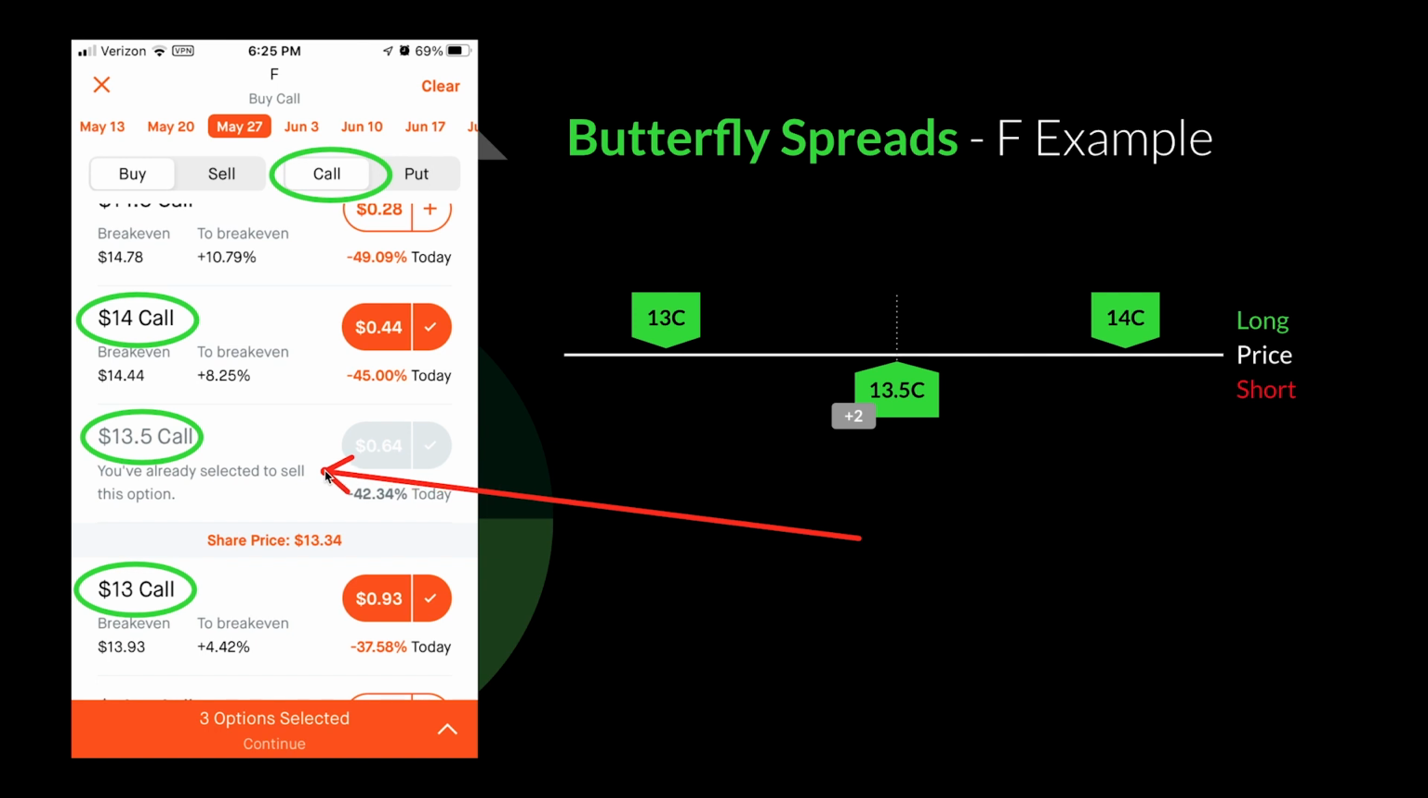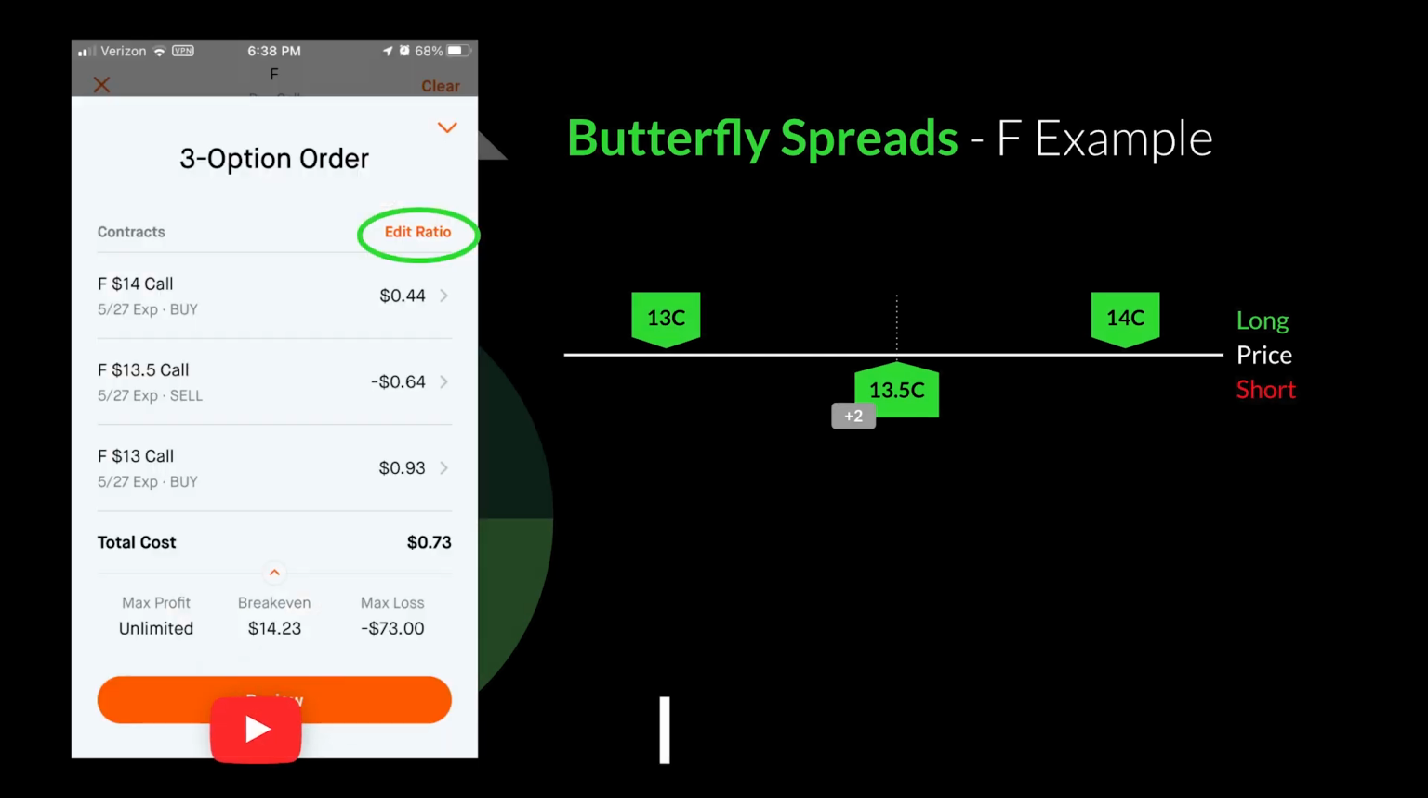And so the way that this was set up was I just tapped on sell and then selected that one, tapped on buy, and then chose the 14 and the 13 calls as my long wings of the butterfly. Right, so those are the 3 that we're going to be choosing. However, from this screen on Robinhood, you can't choose 2 calls to sell. So what do you do? Once you click up to review, you would tap on the edit ratio.